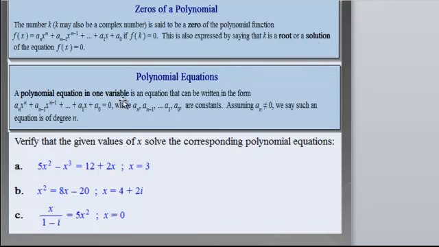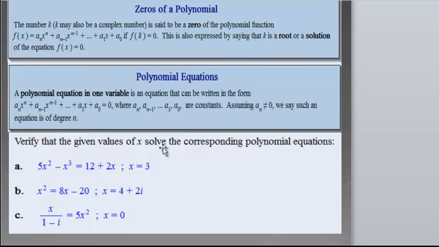A polynomial equation in one variable is an equation that can be written in this form, where all the a's are constants, assuming that the first one is not equal to 0. We say that such an equation is of degree n. This just means you write your polynomial in descending order, so all of your exponents are decreasing as you read left to right. And if that's the case, then your leading exponent, the highest exponent, is the degree of that function or of that equation.